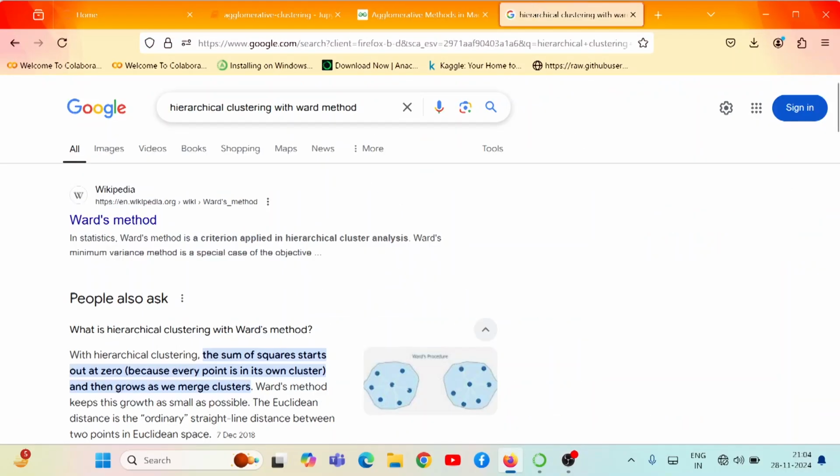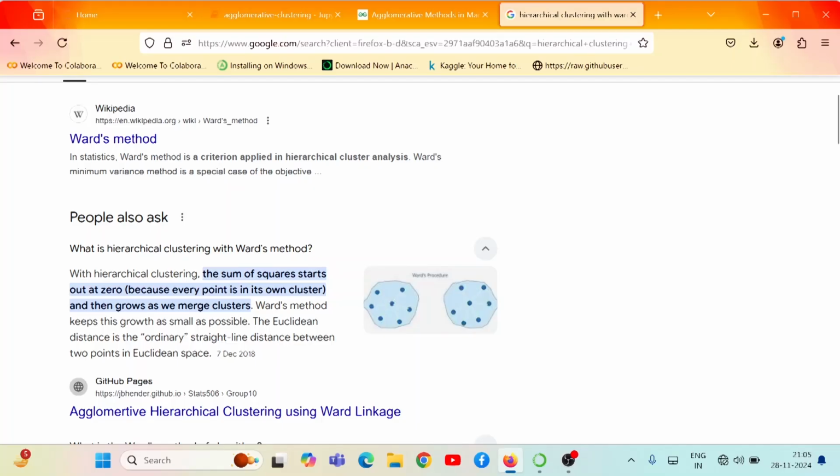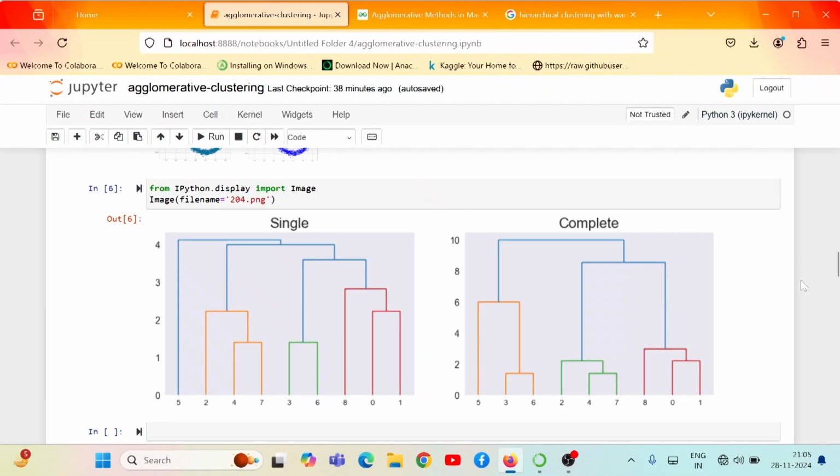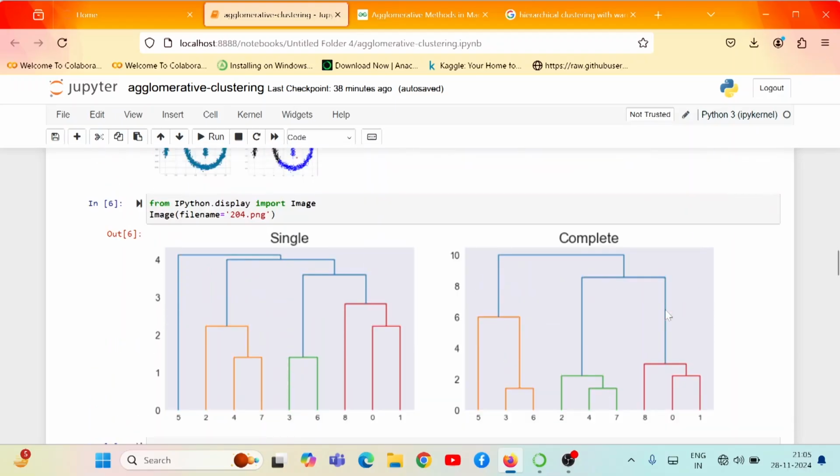One more linkage method is known as the Ward method, right? In the Ward method, if you see Wikipedia, Ward method is a criterion applied to hierarchical clustering analysis. Ward is a minimum variance method, a special case of the objective function. If you go through this, you will get a better understanding. The sum of squares starts out at 0 and then grows as we merge clusters, right? By using this method also we can form the hierarchical clustering. This value basically we have to pass as a parameter. This is the dendrogram representation of the single linkage. This is the dendrogram of the complete linkage. We can also have average or Ward linkage.